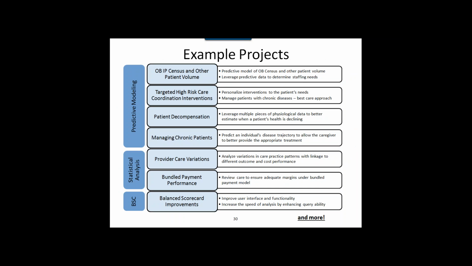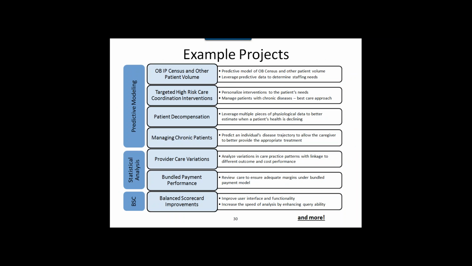Here are some example projects. So one thing we would like to be able to do is look at our census in a variety of areas, but we've had particular fluctuation in obstetrics, to try and predict what our census will be and what our patient volume needs are going to be.